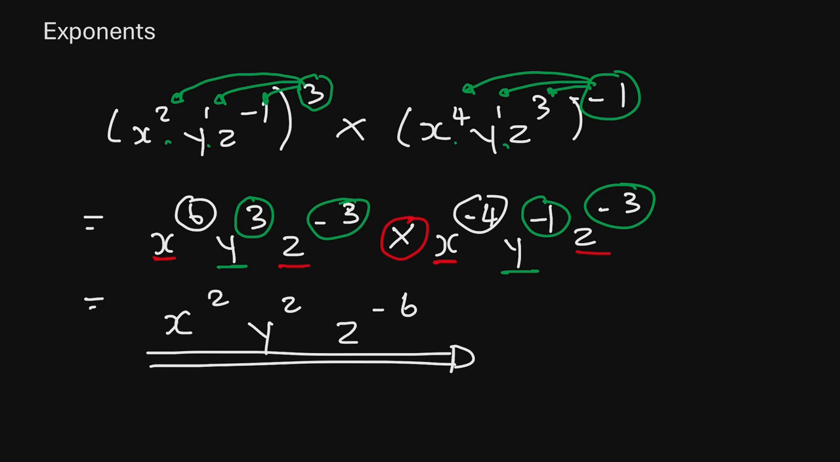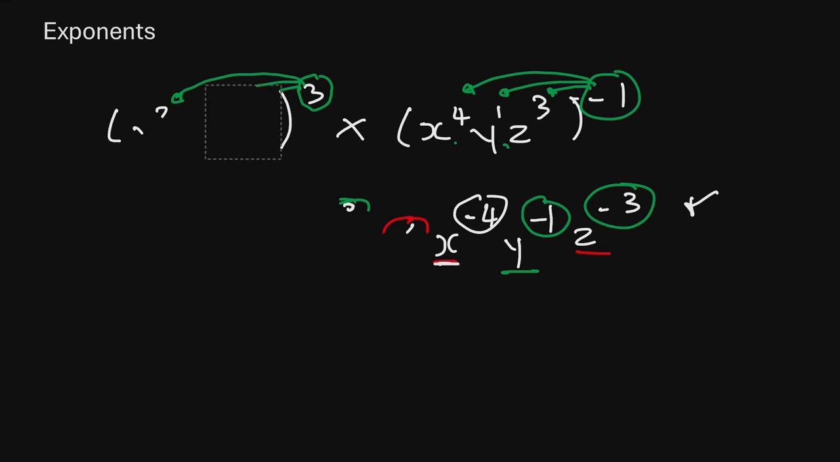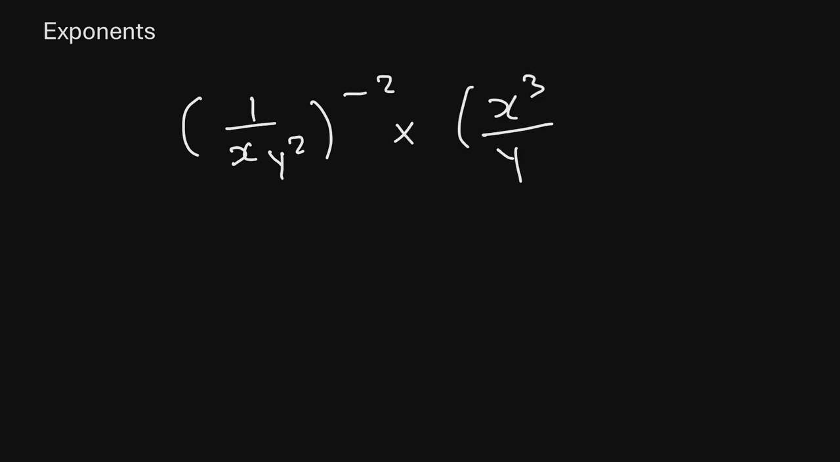So when you multiply numbers like this, you make sure that you multiply variables that are the same by adding the exponents and keeping the base the same. So that was another law we have learned in grade 10. Now, as we move on to the next problem, we have 1 over x y squared all raised to the power of negative 2, multiplied with x cubed all over y squared raised to the power of negative 1.